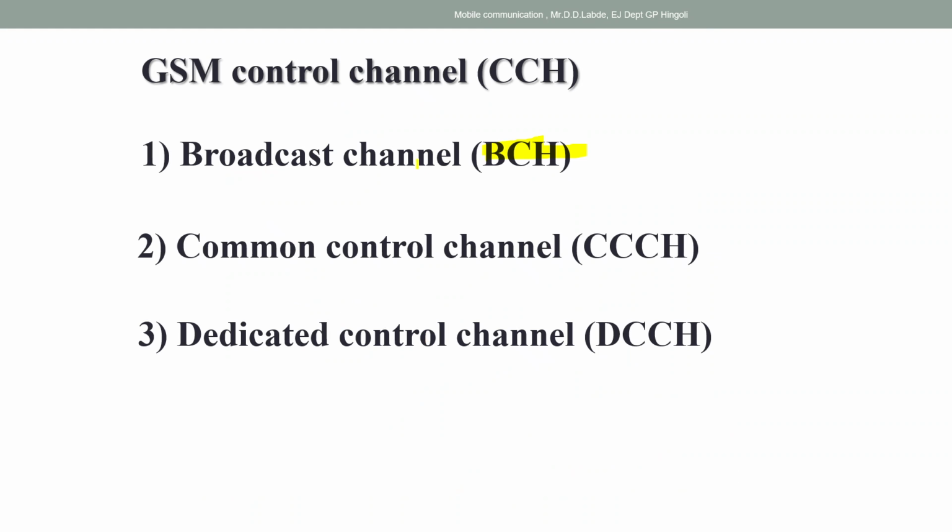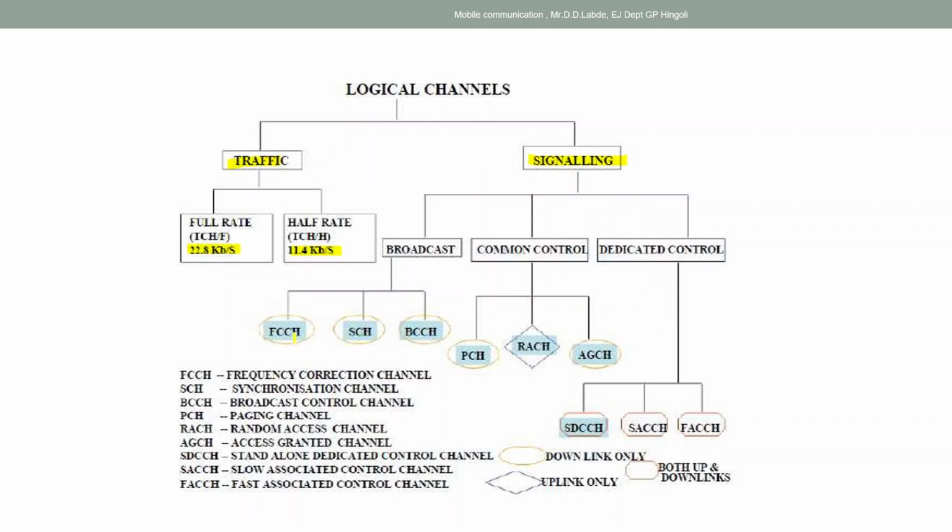What is this broadcast control channel? It has been classified into FCCH, SCH, BCCH. FCCH means frequency correction channel, SCH means synchronization channel, BCCH means broadcast control channel. Okay, in the common control channel, that is PCH. PCH stands for paging channel, RACH stands for random access channel, and AGCH stands for access grant channel.